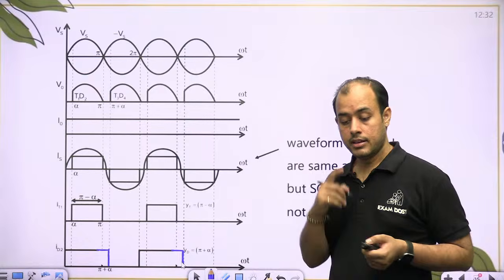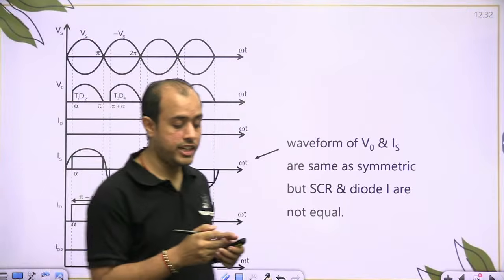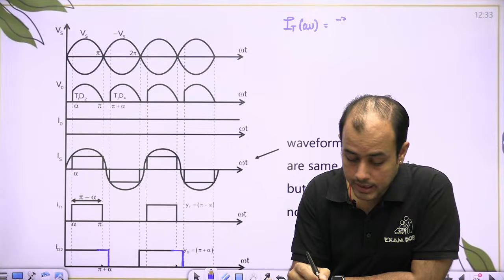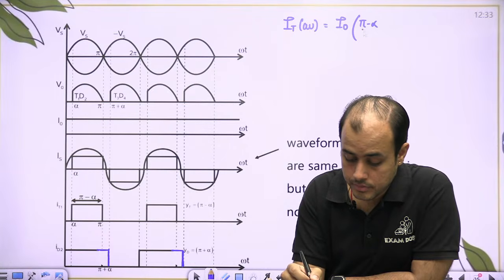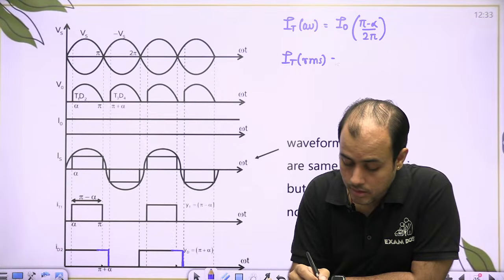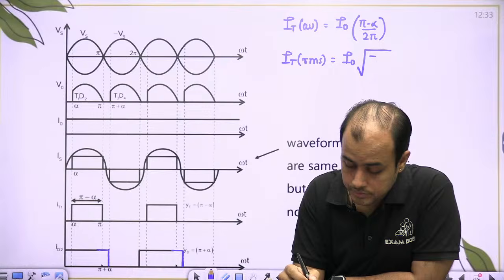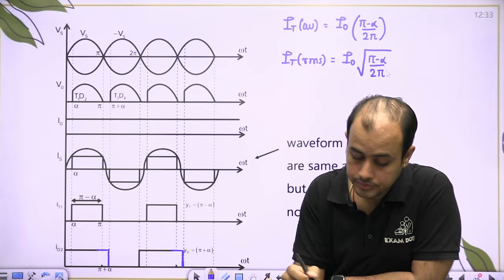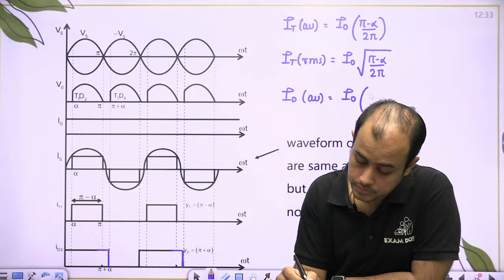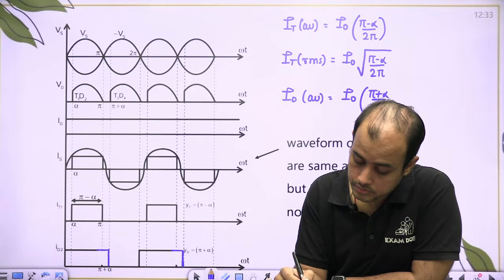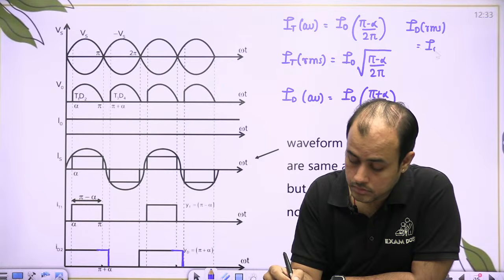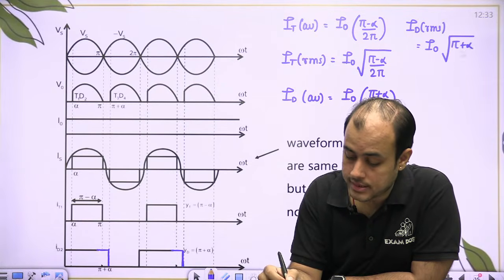Like this. Is that clear? So the thyristor average will be I naught, thyristor RMS like this. So these parameters are going to change.